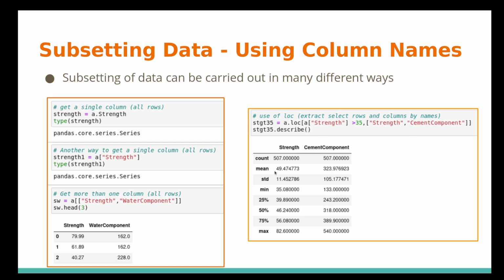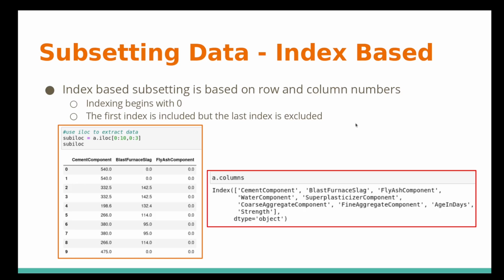So when I put that, it gives me strength, and then it gives me the values. You can see that the minimum value is 35.08. There is also an index-based subsetting of data, and that is done using iloc. In pandas, just like anything else in Python, indexing begins with 0, and the first index is included, but the last index is excluded. For example, I can do a subsetting of the data using iloc.